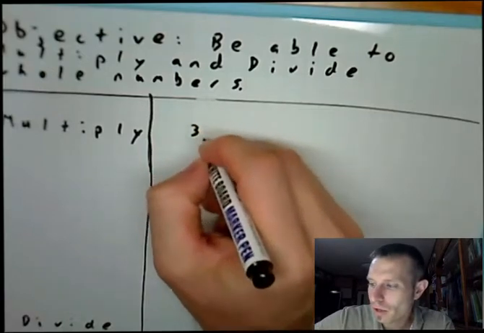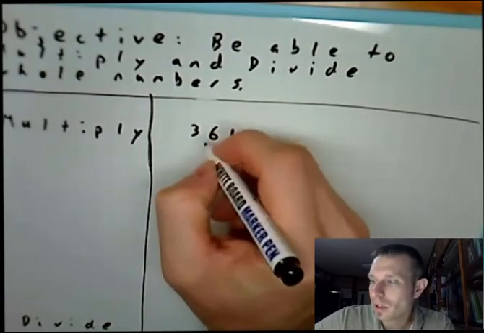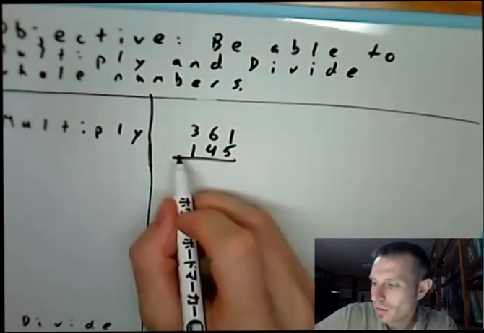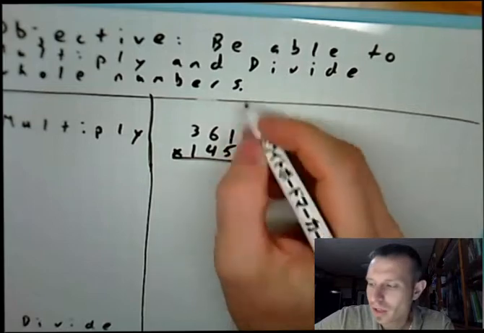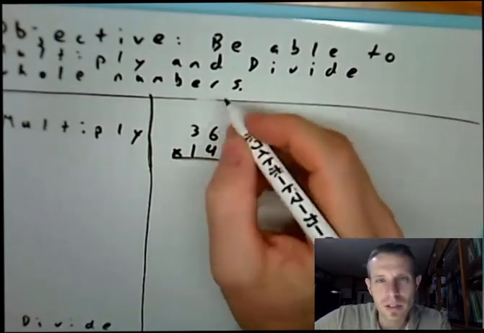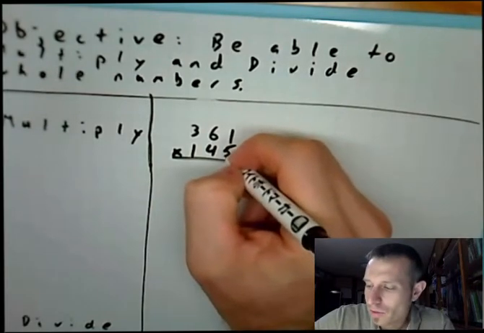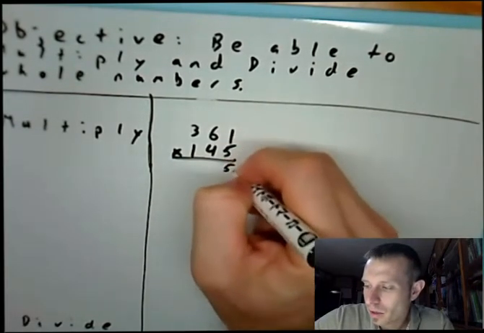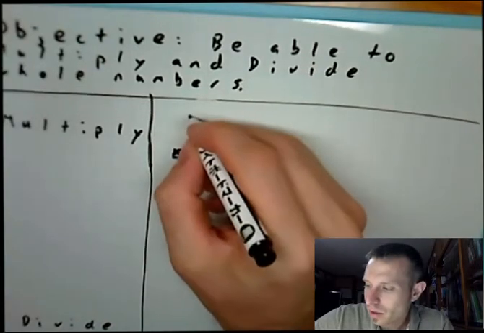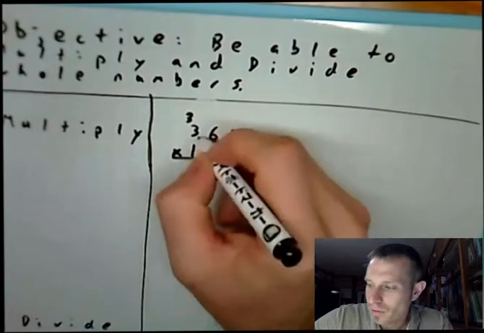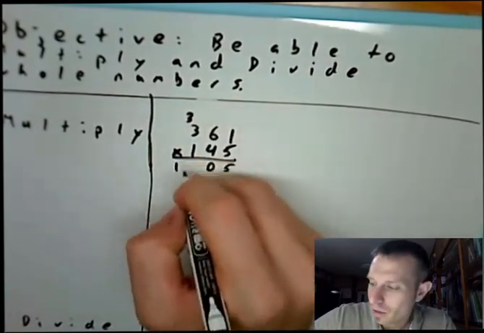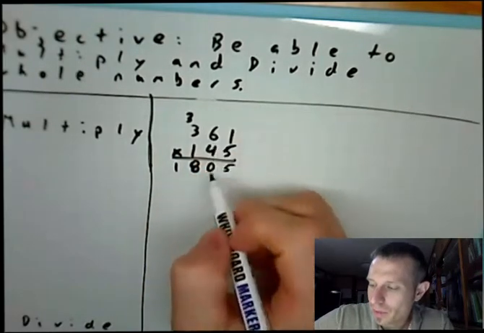Let's do 361 times 145. We're going to start with this 5. You see how everything is lined up, the ones and tens and the hundreds. 5 times 1 is 5. 5 times 6 is 30. And then 5 times 3 is 15. And don't forget to add that 3 up top to give us 18. Now we're done with that row.